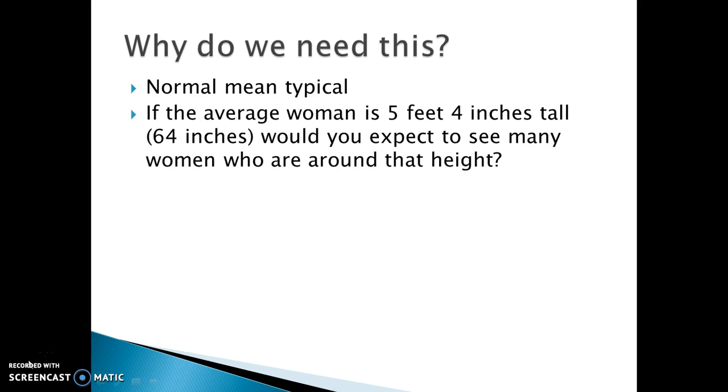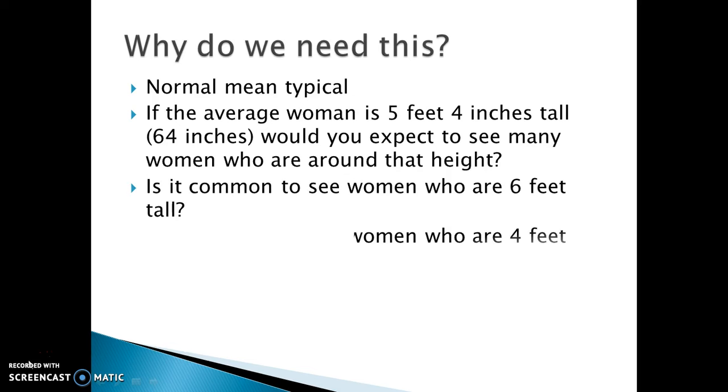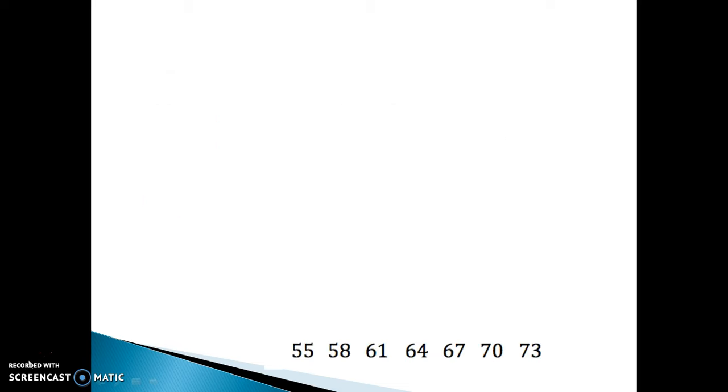Alright? For example, if we had a question that said if the average woman is 5 feet 4 inches tall, or 64 inches, what would you expect to see many women who are around this height? Okay? Is it common to see women who are 6 feet tall? Is it common to see women who are 4 feet tall? So what we're going to have to do is draw a normal distribution curve.